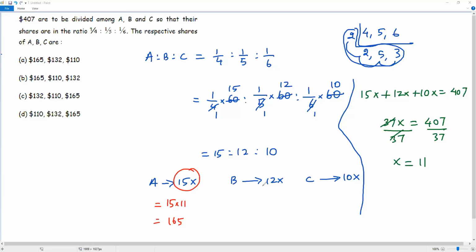To get the share of B, I plug in X equal to 11, and I get 12 times 11, which is 132. And to get the share of C, I plug in X equal to 11, and I get 10 times 11, which is 110. Okay, now I have the shares of A, B, and C. The share of A is $165, the share of B is $132, and the share of C is $110. So the correct answer choice is option A.